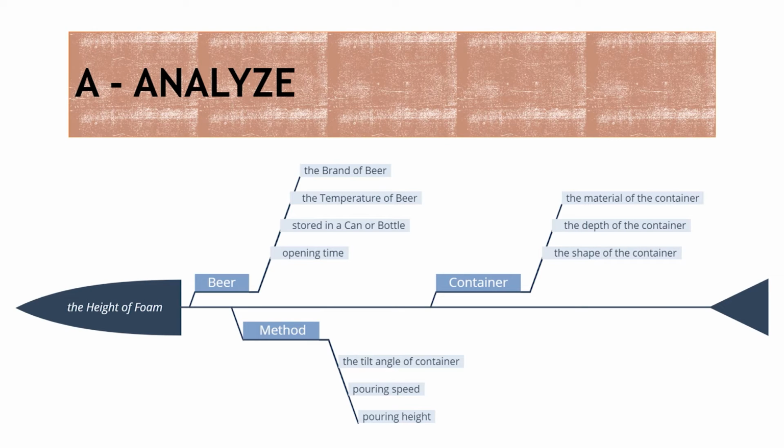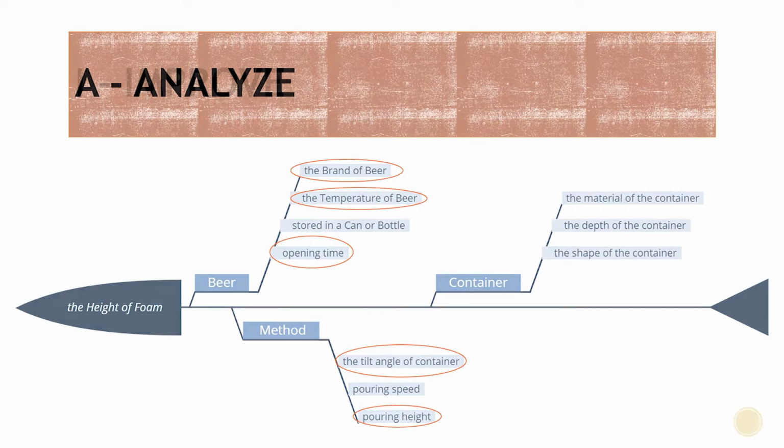Here is a fishbone chart showing the analysis of the factors which may affect the height of foam. The most related factors were tested in the DOE process. They are the brand of the beer, the tilt angle of the glass, the pouring height, the temperature of the beer, and the time interval between opening and pouring the beer bottle.